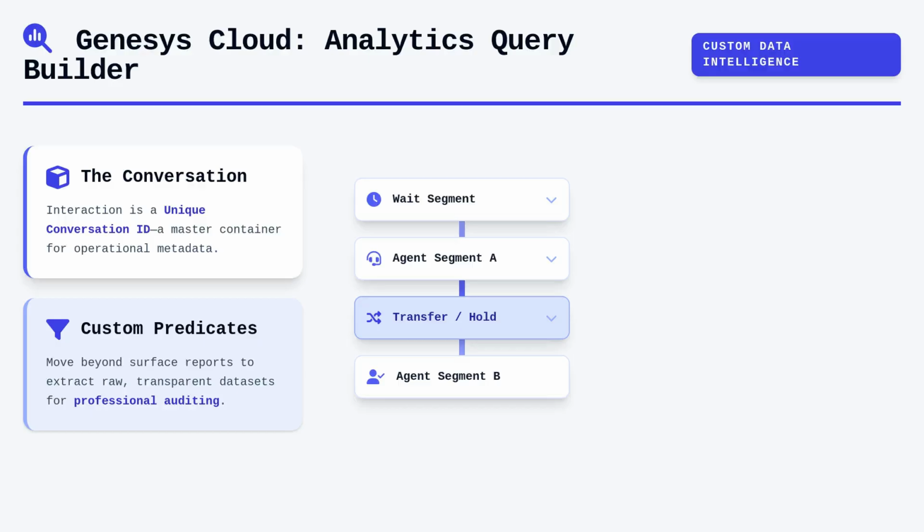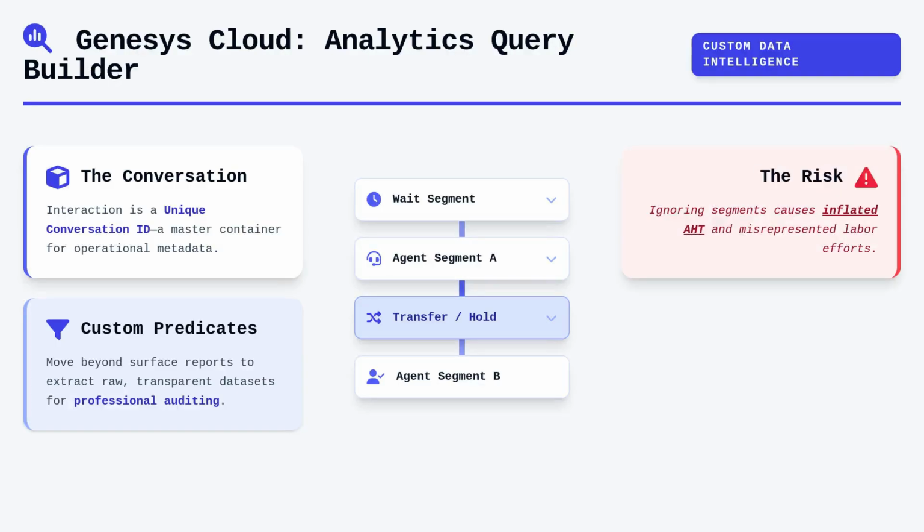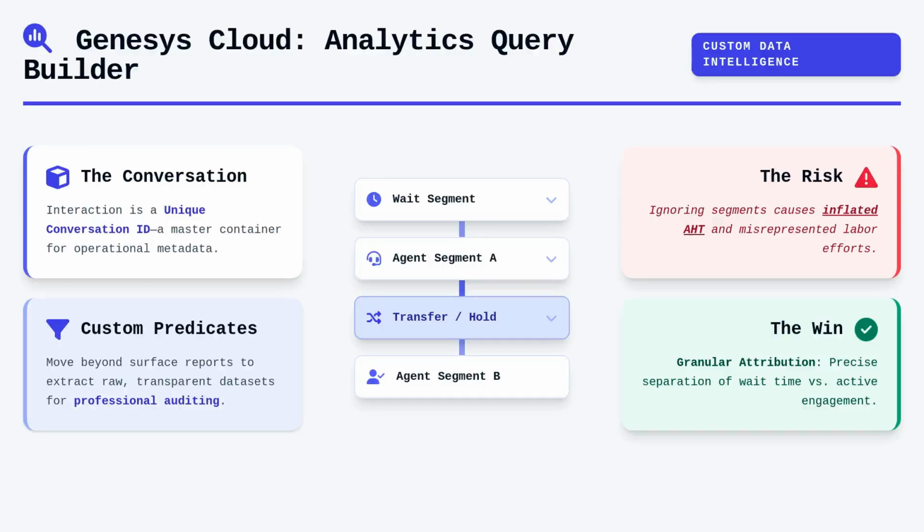This architectural distinction is crucial when you are tasked with calculating nuanced metrics like handle time attribution, as it prevents the double counting of time across complex interaction life cycles. In a real-world scenario, failing to account for these segment transitions often leads to inflated average handle time calculations that misrepresent actual agent labor effort. Through the Query Builder, you can isolate these segments and export raw data sets that provide a transparent, objective view of the interaction path. Mastering this extraction process ensures that your reporting reflects the high level of accuracy required for professional-grade contact center auditing.